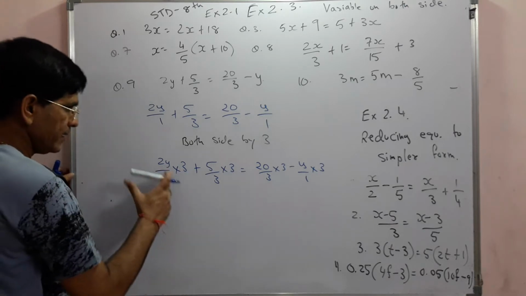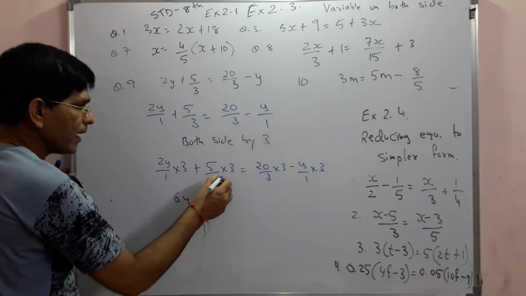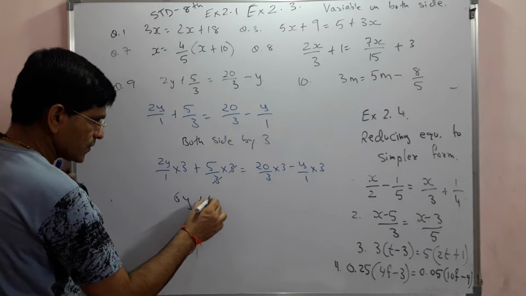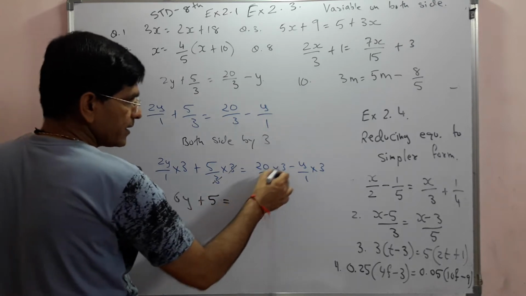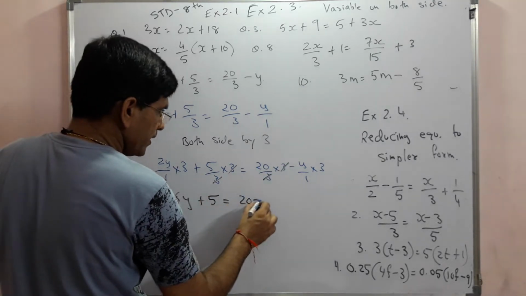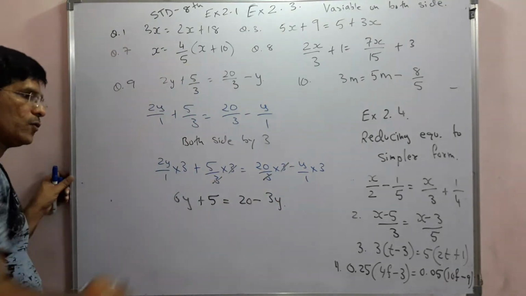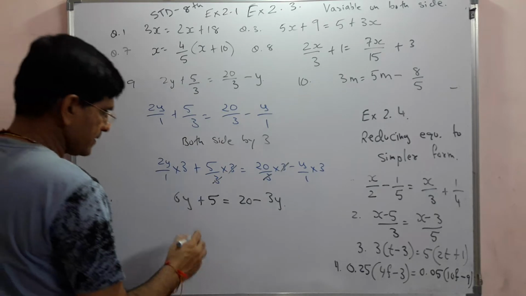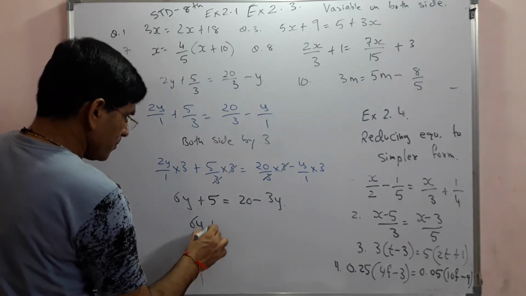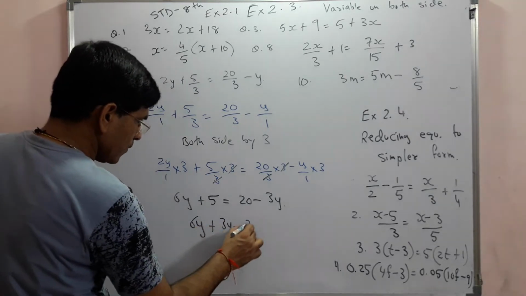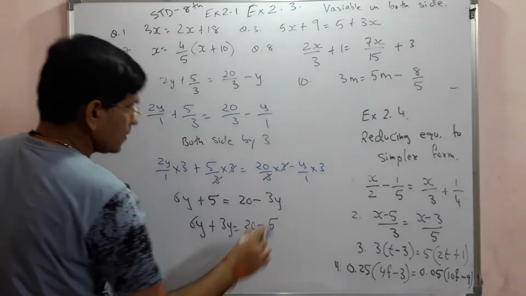3 2s are 6y. Again 3 and 3 cancel, plus 5. Again 3 and 3 cancel, 20. 3 into y is 3y. Again, what do we have to do? We have to bring terms to the left hand side, that is 6y plus 3y is equal to 20 minus 5.